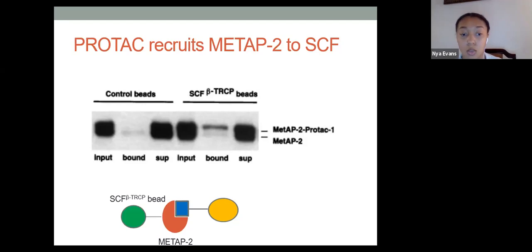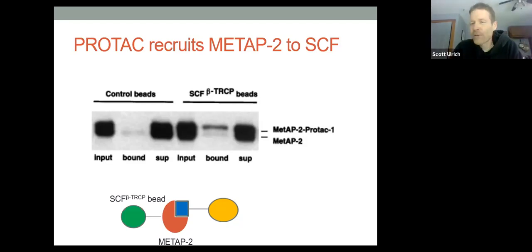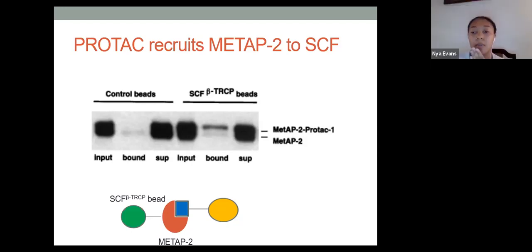I guess I'm kind of confused what you mean by the key interaction. If it's already there, and the whole point is to recruit the MET-AP2 to the SCF, wouldn't that just be the key interaction? That's what they're looking at here. But what's the component that binds to the SCF? Oh my goodness, it's the IPP peptide.